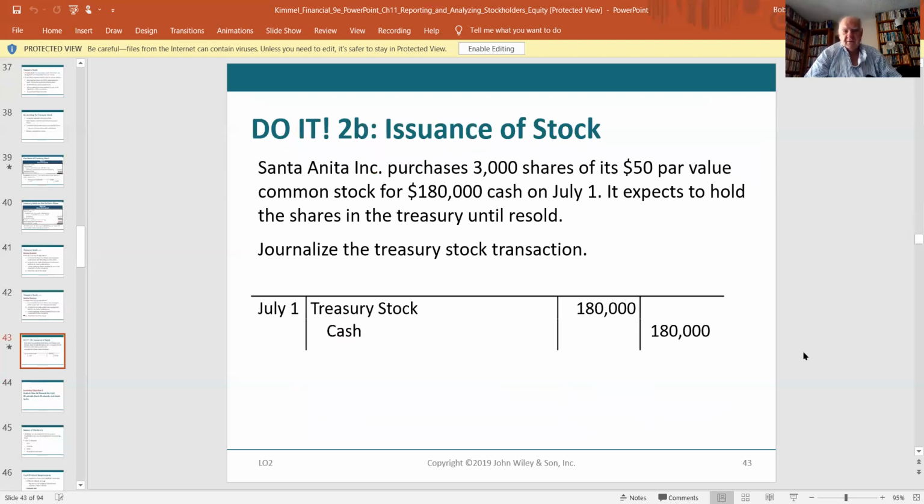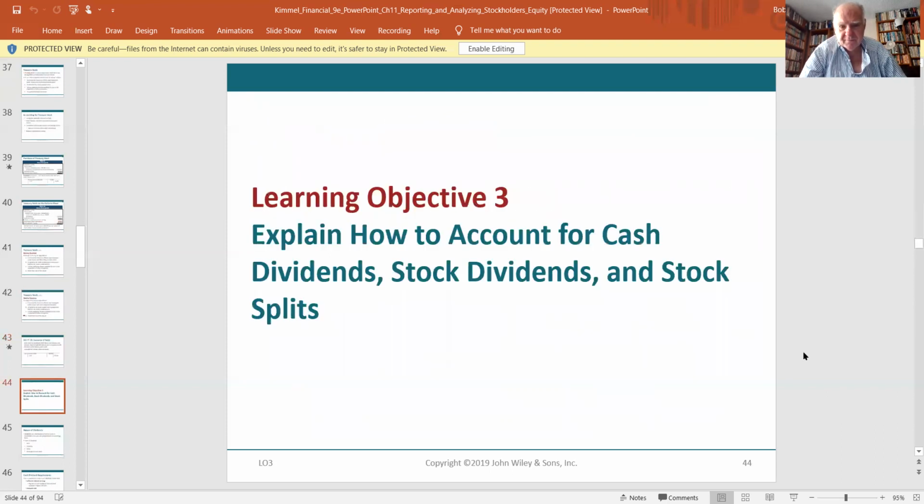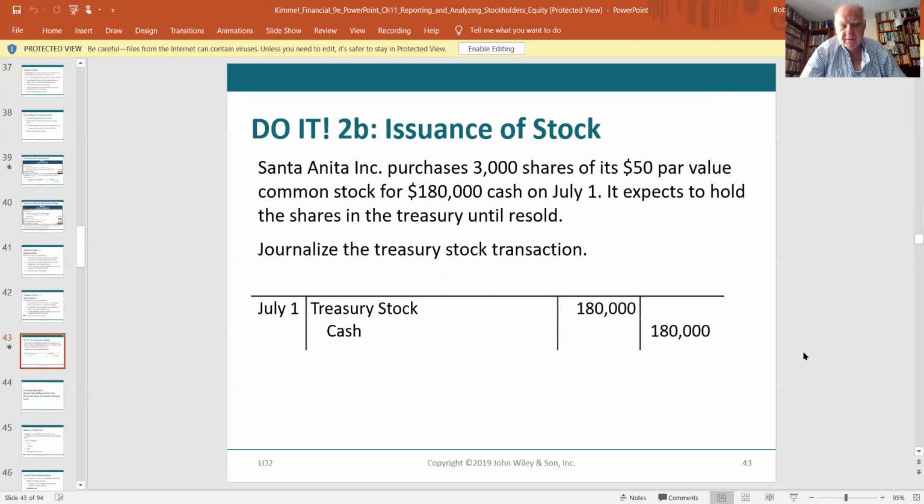Issuance of stock. Okay. Santa Anita Corp purchases $3,000 of its par value for $180,000. Okay. It expects to hold the shares in the treasury until resold. Okay. Notice we don't do anything with paid in capital or anything like that. So they have 180,000, what they paid for these shares. Debit, treasury stock, credit, cash. Treasury stock, remember, is not an asset.